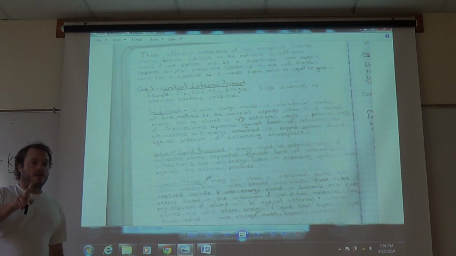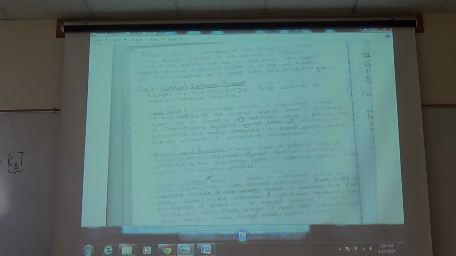There are two other ways that energy can get poured into a solid or expended in a solid as you heat it. And these are two important ways.